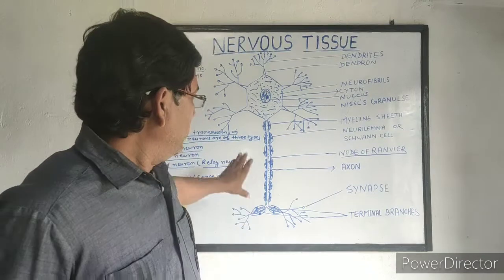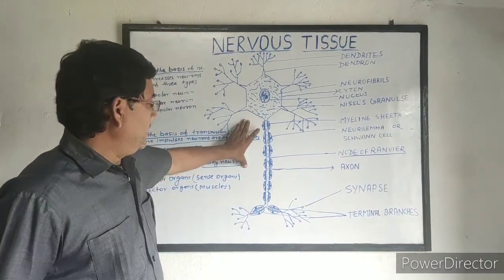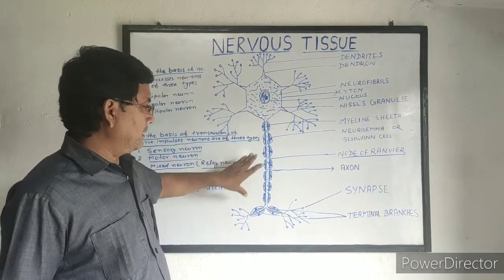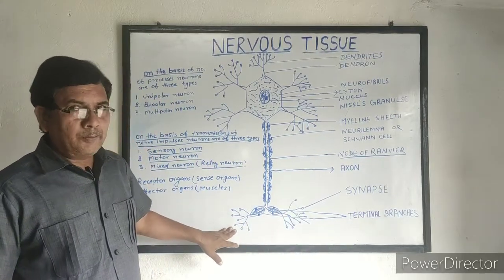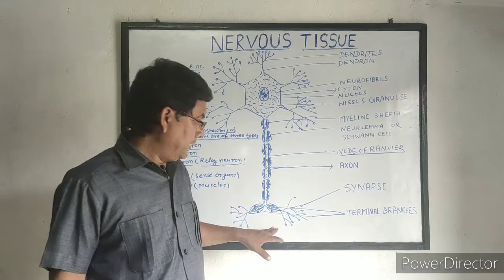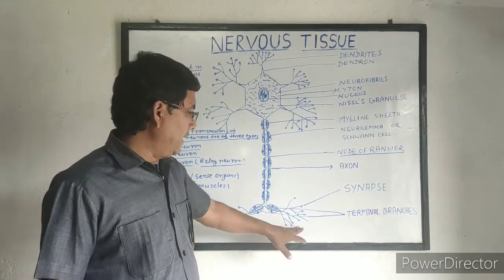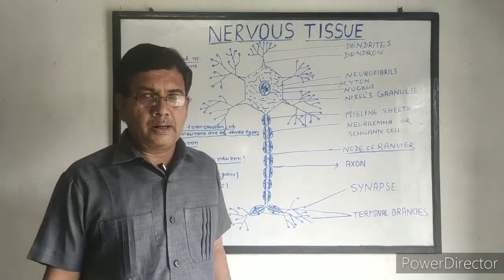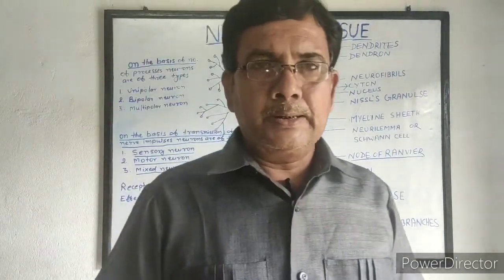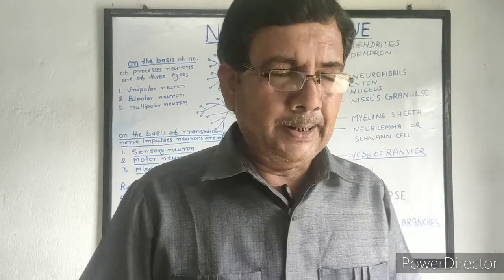If the neuron is the last neuron, that is the terminal neuron, the terminal branches end in muscles. That means it delivers the order of the brain and spinal cord. Muscles receive the order of the brain and spinal cord and work accordingly.